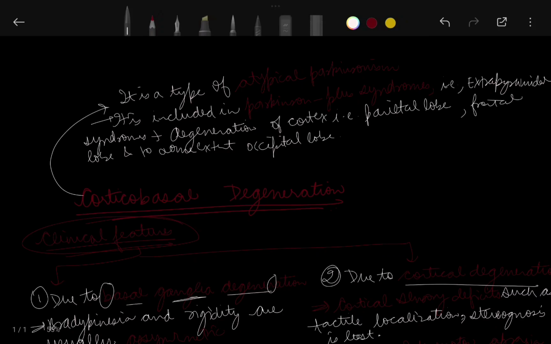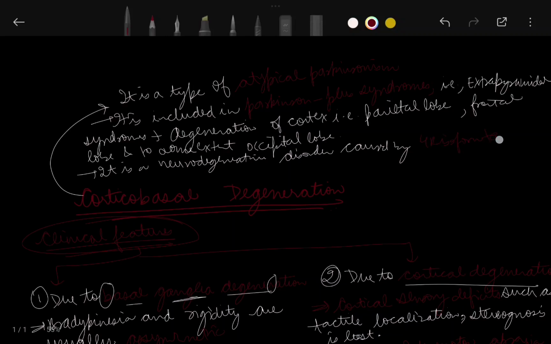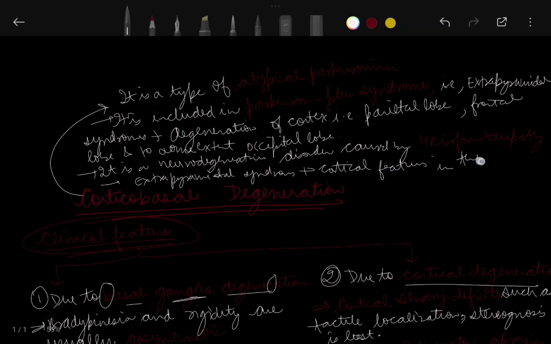It is a neurodegenerative disorder which is caused by 4R isoform tauopathy. Tauopathy is the accumulation of tau proteins in the brain, and the 4R isoform is the pathologic form of the tau proteins which is getting accumulated in the brain. Again, extrapyramidal syndromes plus cortical features in the age range of 50 to 70 years are seen.